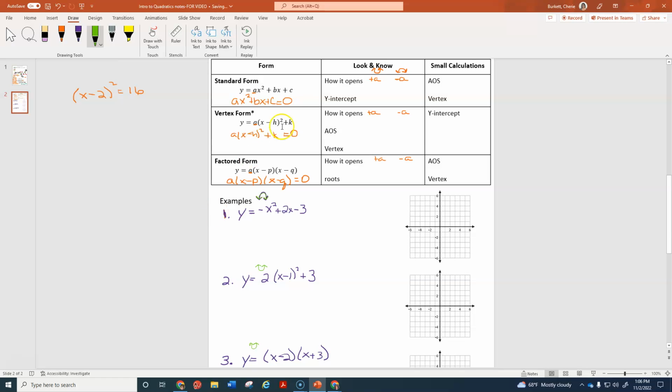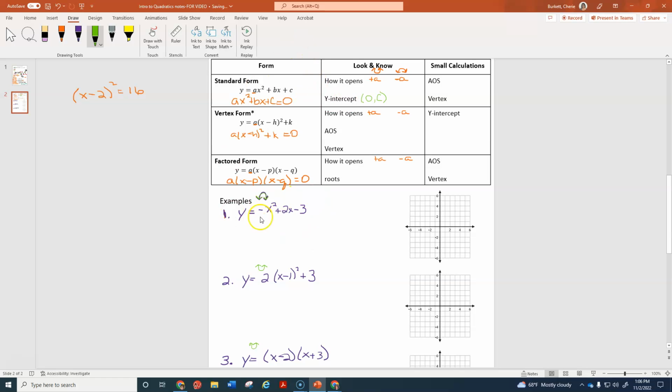The next thing we're going to do for the standard form, the next piece of look and know information, is the y-intercept. The y-intercept for standard form is always that constant. That's what that C stands for, by the way. C stands for constant. The y-intercept is always going to be 0, C. Whatever the C value is, that's what your constant is going to be.